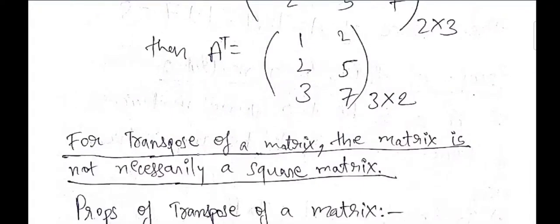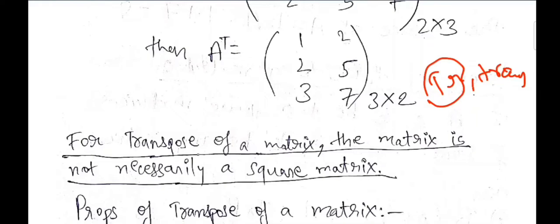And over here there is one important property which says that for the transpose of a matrix, the matrix is not necessarily a square matrix. You have to remember this thing very well. Over the past years I have realized that students get confused between the trace and transpose. I had already told you that trace is defined only for a square matrix.